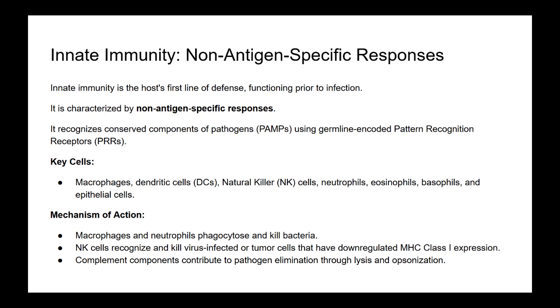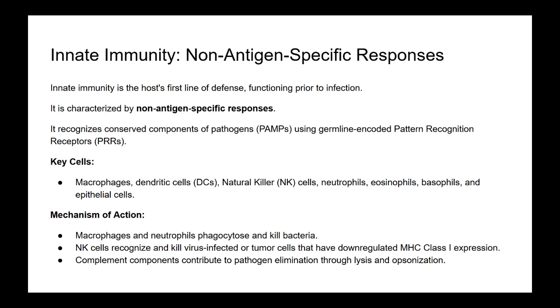Exactly. It uses germline-encoded receptors called pattern recognition receptors, PRRs, to recognize very general molecular structures found on many pathogens. These are called pathogen-associated molecular patterns, PAMPs. Basically, common danger signals. And who are the key players in this innate response?